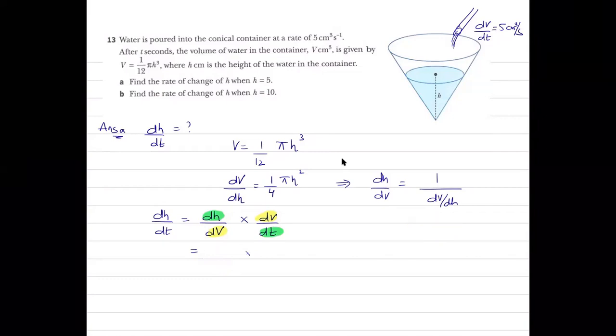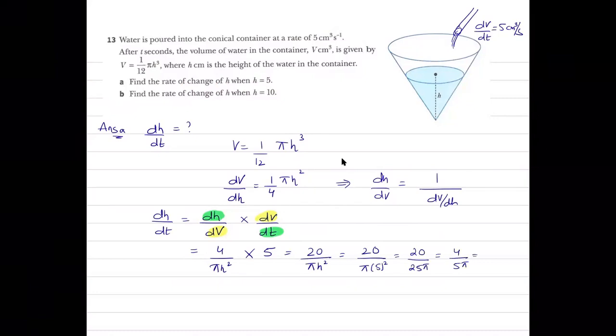So this is going to be 1 upon 4 pi h square, which after reciprocal is going to be 4 upon pi h square times dv by dt, which is 5. So the expression comes out to be 20 over pi h square. The value of h given to you is 5, since you want to find the rate of change of h when the height is 5. So that's 20 over 25 pi, which is 4 upon 5 pi.